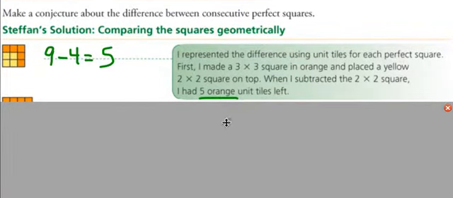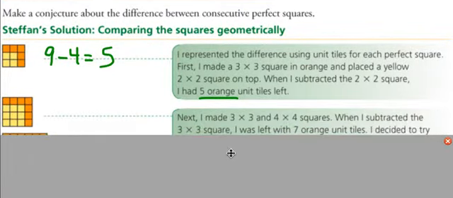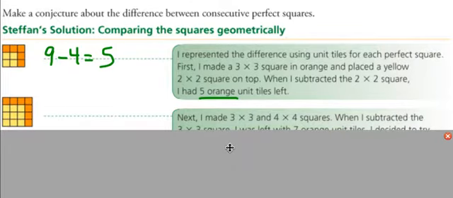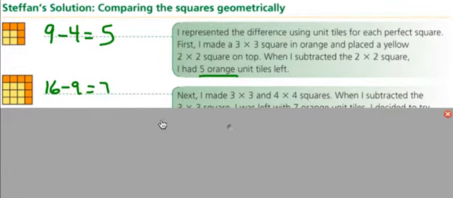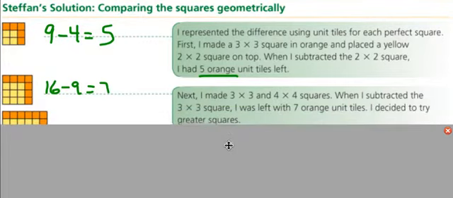So if we go a 4 and a 3, so again, this is consecutive squares. So a 4 squared and 3 squared, we're left with 1, 2, 3, 4, 5, 6, 7 tiles. So 16 subtract 9 equals 7. And that's 7 tiles.